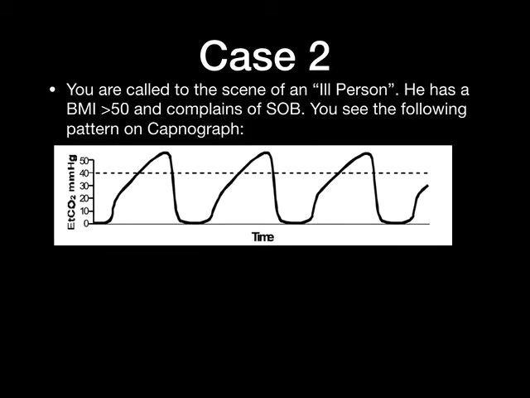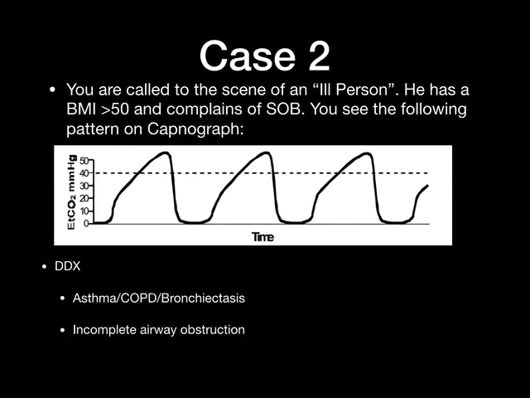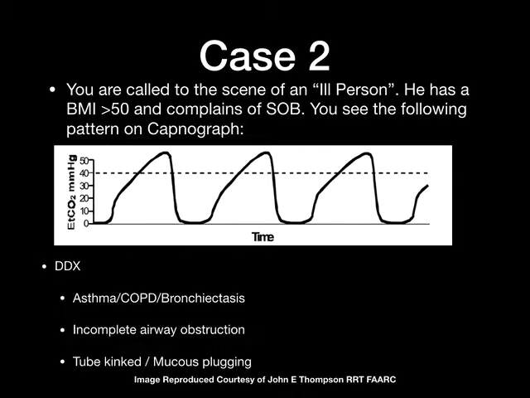All right, case 2. You're called to the scene of an ill person. He has a BMI of more than 50 and complains of shortness of breath. You see the following pattern on capnograph. What's going on here? Well, it looks like that shark fin pattern that we saw. And the differential for that, as we recall, is any bronchospasm, asthma, COPD, bronchiectasis, or some incomplete airway obstruction, maybe a tube that's kinked or mucus plugging.